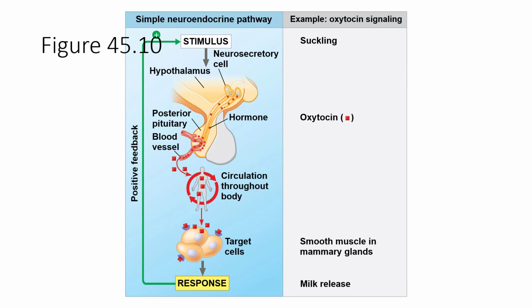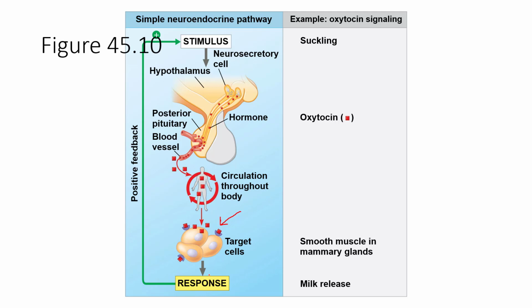Here we have hormones that are produced in the hypothalamus, and they're stored in the posterior pituitary. And they're released into the bloodstream, and they dock to target cells down here, which is in the breast tissue, leading to milk release.